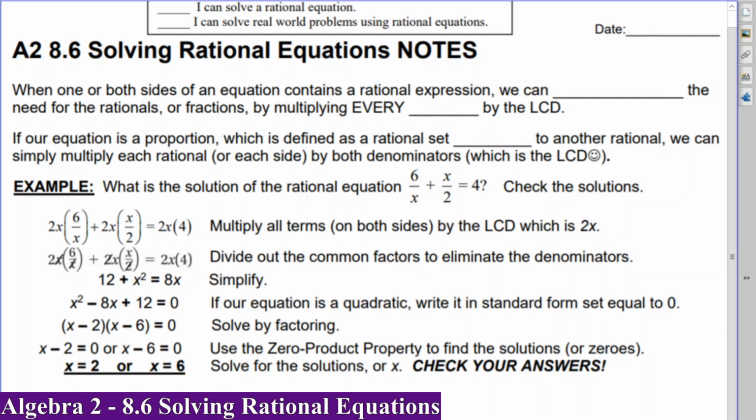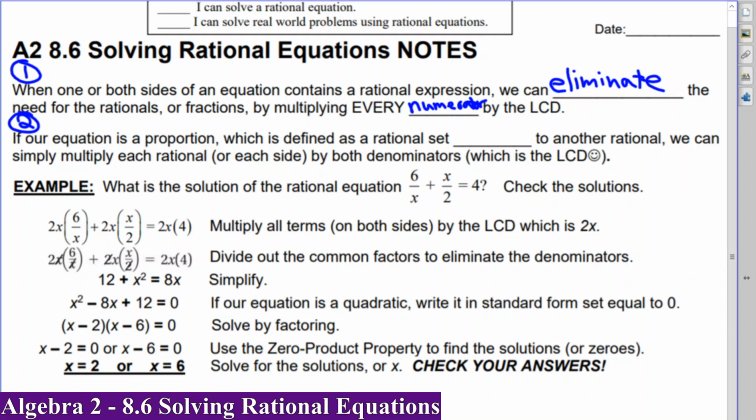So when one or both sides of an equation contains a rational expression, we can eliminate the need for the rationals or fractions by multiplying every numerator by the least common denominator. So that's going to be the one that we're going to be using the most. Simply multiplying everything on both sides by the least common denominator.